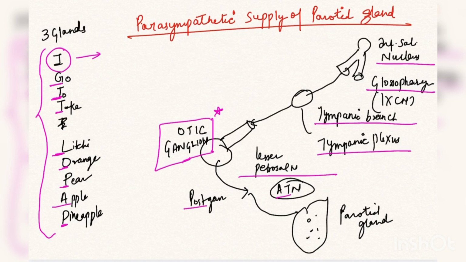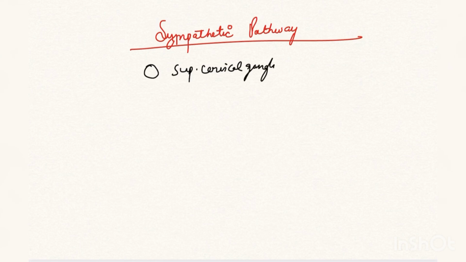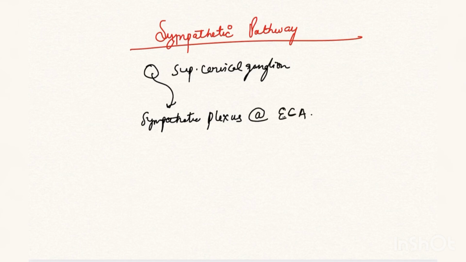So this was all about the parasympathetic or the secretomotor pathway. Now coming to the sympathetic pathway, here the preganglionic fibers originate from the superior cervical ganglion. From here the fibers travel through the sympathetic plexus around the external carotid artery, and these fibers are vasomotor, meaning they affect the blood vessels within the gland and help in the stimulation which results in the thick saliva.